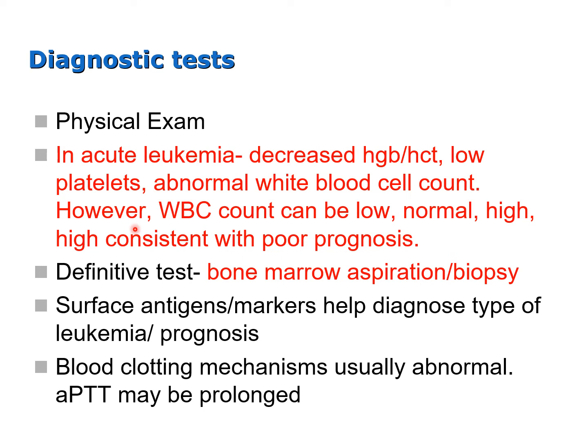So a high WBC count is consistent with poor prognosis. Some of the other tests: bone marrow aspiration and biopsy, just to look at everything closely. They're looking for surface antigens and markers which help diagnose the type of leukemia and the prognosis. I'll talk about more of this under the cancer PowerPoint as well. You're looking at your blood clotting mechanisms, and they're usually abnormal, and your APTT may be prolonged.